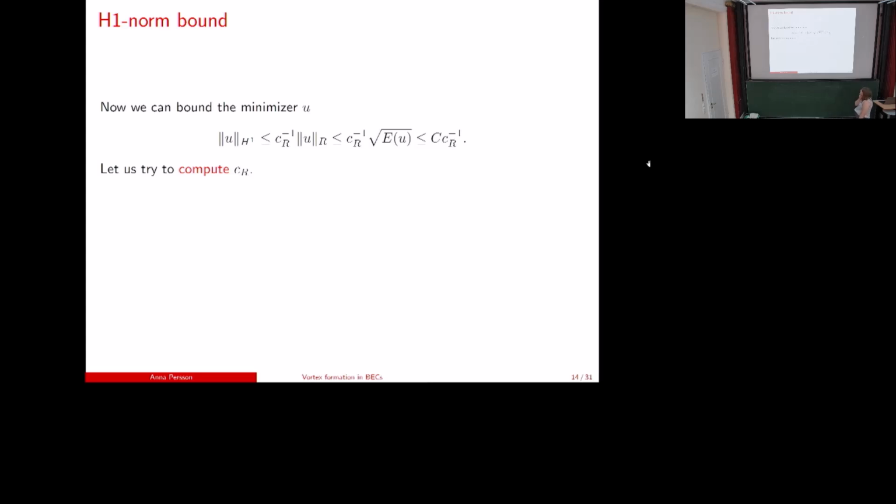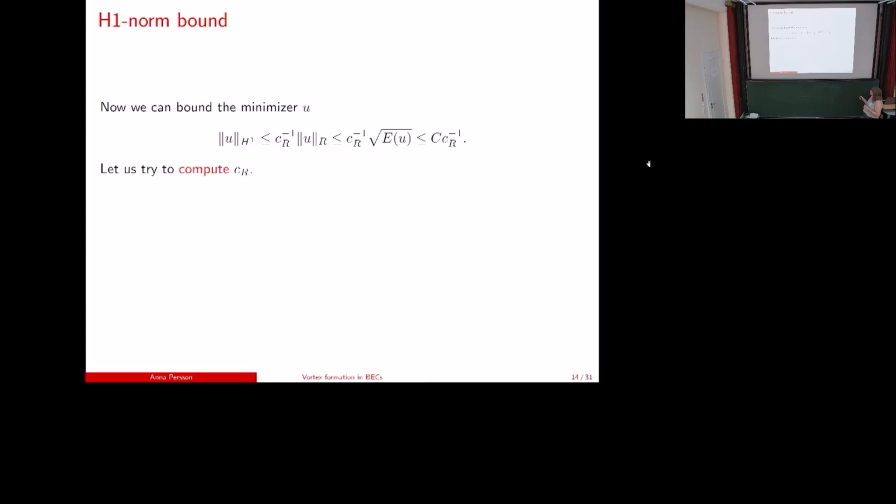So we can now bound this minimizer U from the ground state in H1 norm by using this equivalence of norms. The reason we did all this work with the R norm is that it's now easy to bound using this energy. So this directly gives us that it's bounded by the energy. And since U is the minimizer, we can replace U with any function. So you can choose some bubble function of some sort, and you can bound it by a constant.